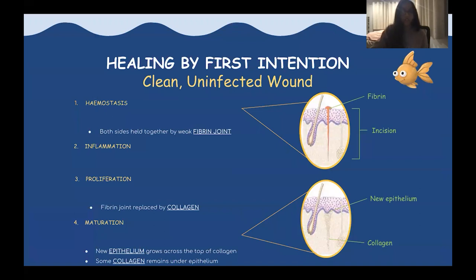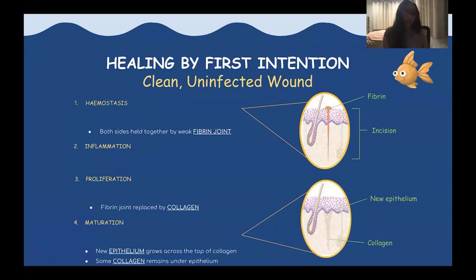So in a wound that heals by first intention, the edges are usually close together, close enough together so that a fibrin joint can form in between and hold those two edges together. It's kind of like a glue between the two sides. And then inflammation will happen, as I talked about in the last slide, and then proliferation. In this step, collagen will come and replace the fibrin that's in that joint.